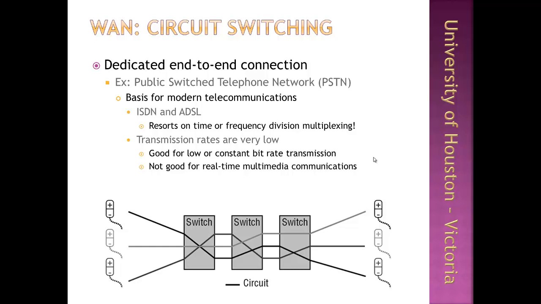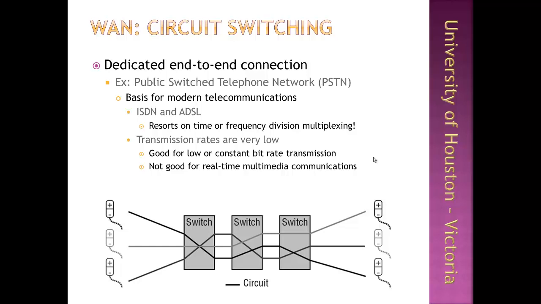The public switched telephone network was initially put into place for voice communication, but has also been used for data transmission and forms the basis of all modem-based communications, the integrated services digital network, or ISDN, and asymmetric digital subscriber lines, or ADSL. So if you think about your DSL connection at home that uses a DSL modem, it's still using circuit switching technology, the public switched telephone network, which is also used for voice communication as well as data communication.